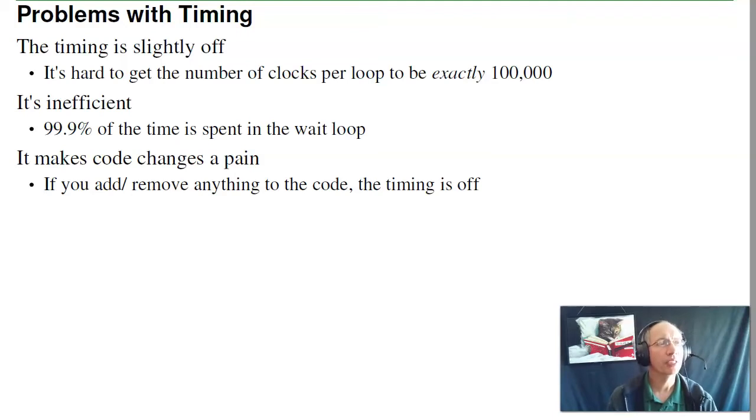First, the timing is still slightly off. It's hard to get the loops to be exactly 100,000 clocks. It's inefficient. Almost all the time is spent in the wait loop. So rather than doing things like driving the display, reading the sensors, doing other stuff, I'm just wasting time spinning my wheels. In addition, it makes it really difficult to change the code.